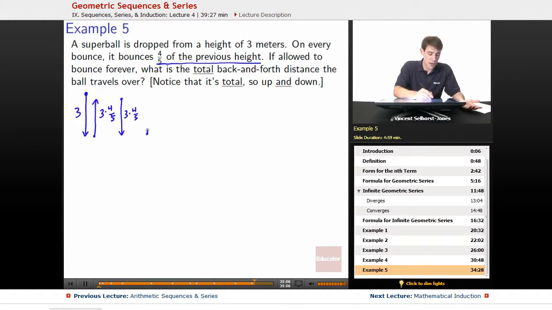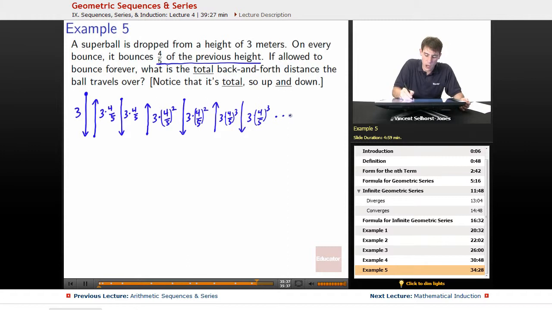Then it's going to bounce up again. It's going to bounce up by how much? Well, it's going to bounce up to 3 times 4/5 times 4/5, because it's 4/5 of the previous height it came from. 3 times 4/5 times 4/5, well, we could just write that as 3 times 4/5 squared. Then it's going to fall down once again from that same height, so 3 times 4/5 squared. And then it's going to just continue on in this manner of going a little bit less each time. So 3 times 4/5 cubed, and then down again, 3 times 4/5 cubed, and just continuing on in this manner forever.